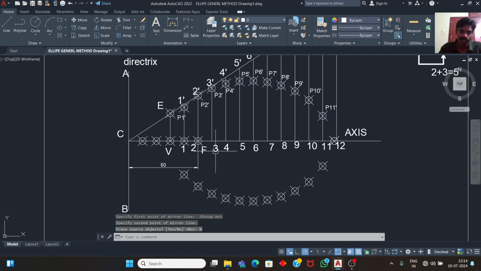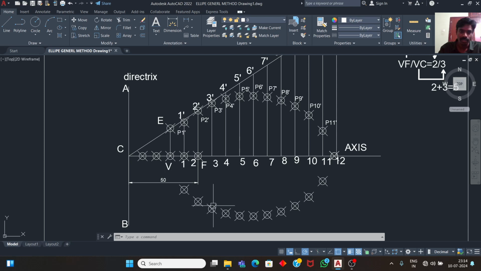If you click yes, the points above the axis line will be erased. These points will be gone. Always say no, so we get all these points. Now we are going to join these points.